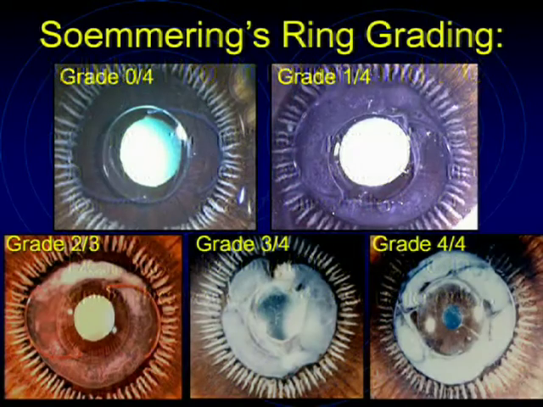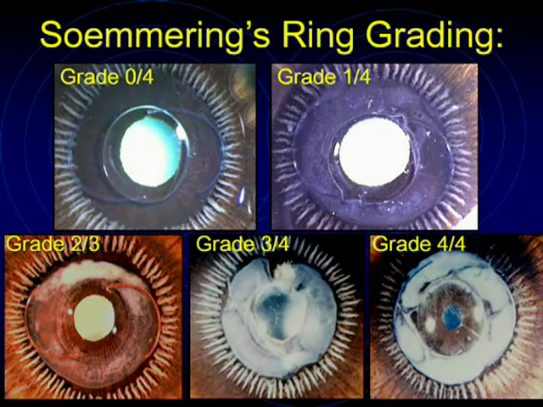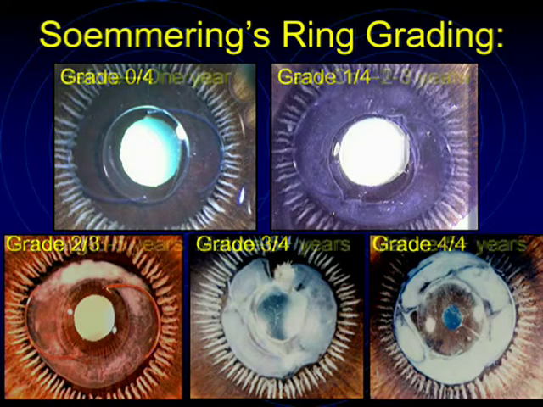This slide shows the Soemmering's ring grading as used by the researchers at Dr. David Apple's lab at the University of Utah. For most practicing ophthalmologists, Soemmering's ring formation seems to have very little clinical implication. This structure is hidden behind the iris, despite the fact that it forms in every patient following cataract surgery.